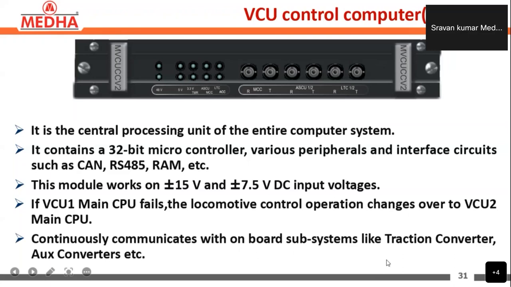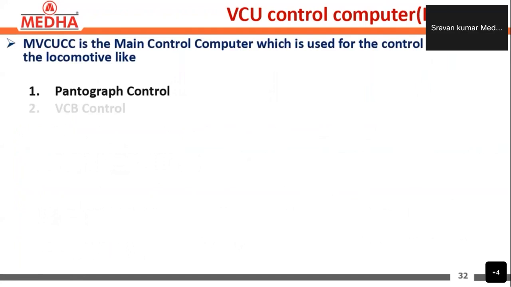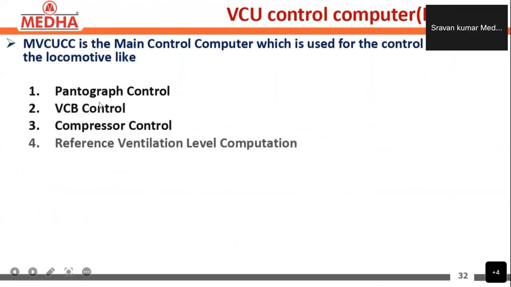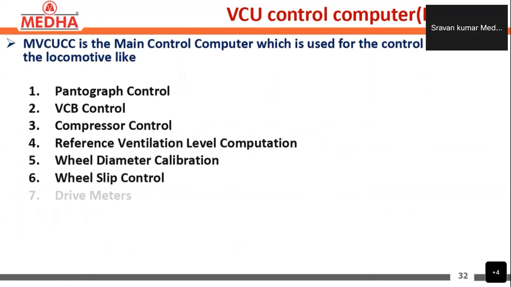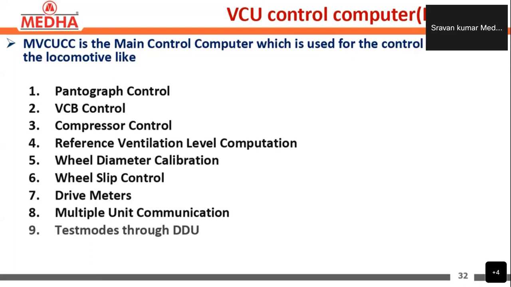Next, the vehicle control computer, which is used for the control activities. The control activities are given here. The control activities that are done in the locomotive, like pantograph control, PCB control, compressor control, reference ventilation level computation, wheel diameter calibration, wheel slip control, drive meter, multi-unit communication, and test modes through DDU. So these are the control activities that the MBCUCC card is doing in the locomotive.